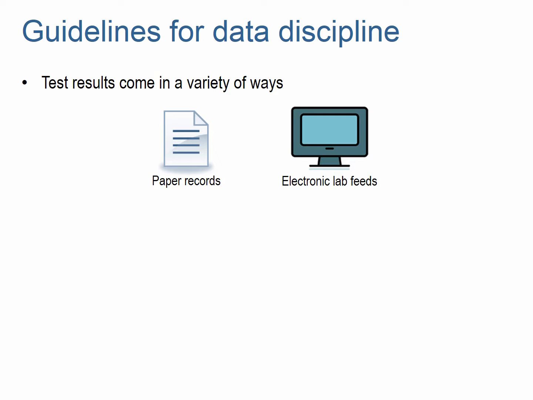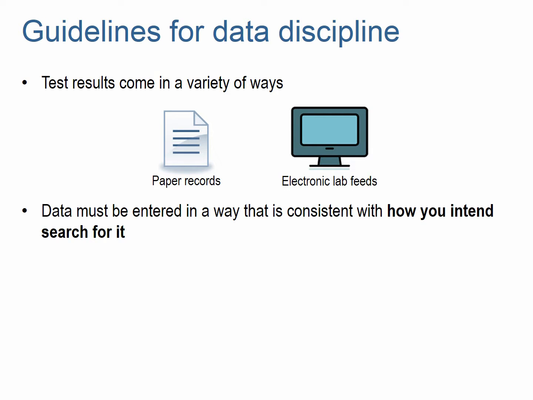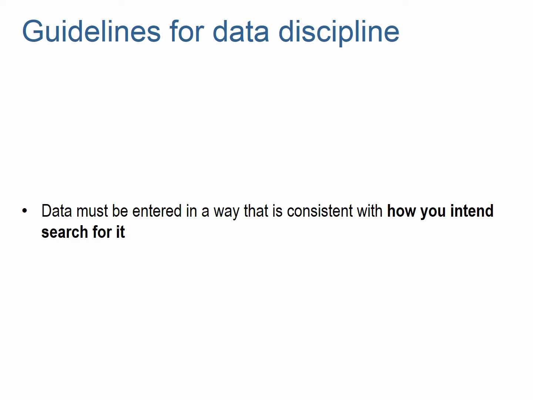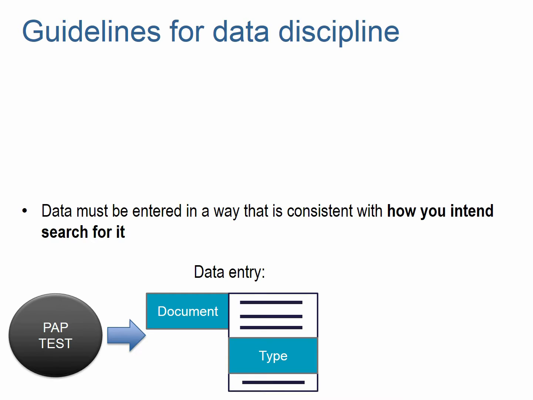Now, there may be more than one way to classify a test result, but data standardization teaches us that we need to make sure we are classifying the test in the same way that we will intend to search for the result later. To demonstrate with an example, say your office receives a Pap test result for a certain patient. A member of the office staff may classify this Pap test as a Pap test report in the Documents category and in the Type field.